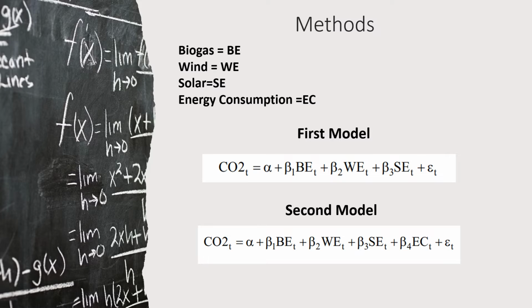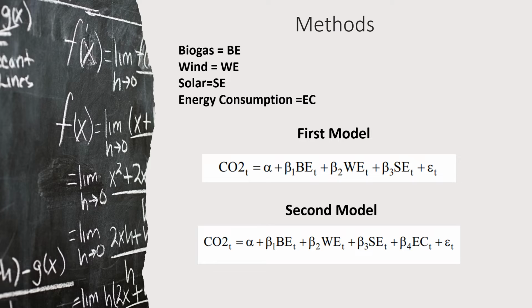On this slide we have the methods. As we can see, we have a first model and a second model that were used in this study. All the variables of the study can be divided into three categories: dependent, independent, and control variables. The CO2 emissions is the dependent variable, while the production of the three types of energy, biogas, wind, and solar energy, represent the independent variables of this study. Apart from those, there is a control variable that was considered by the author when using these equations, which is the energy consumption.